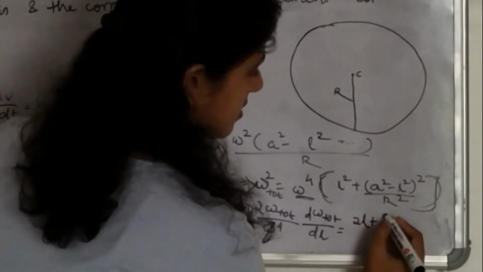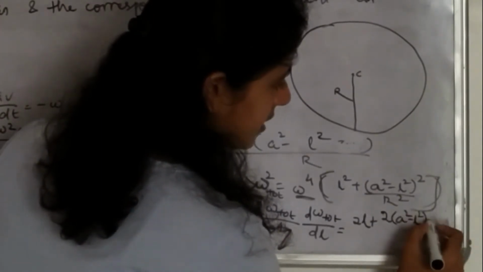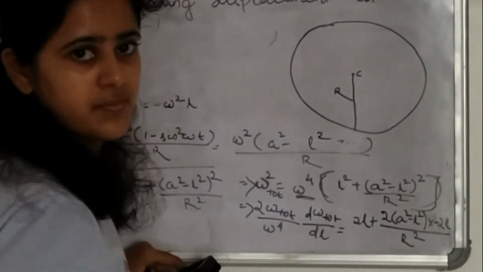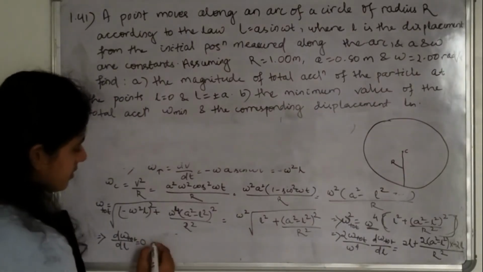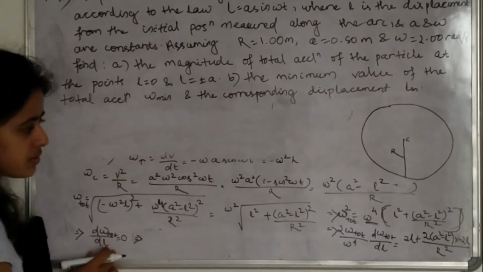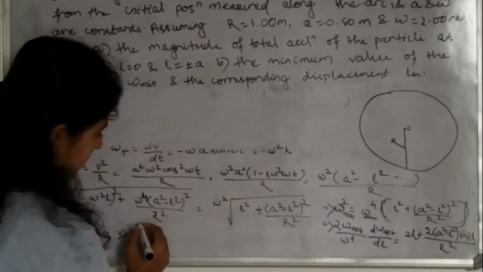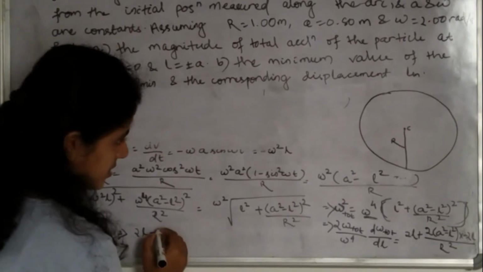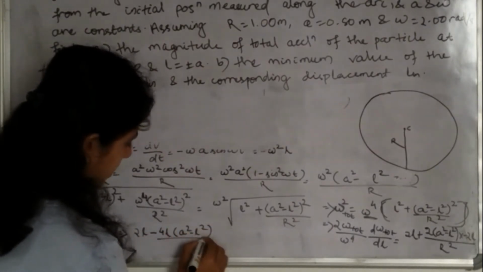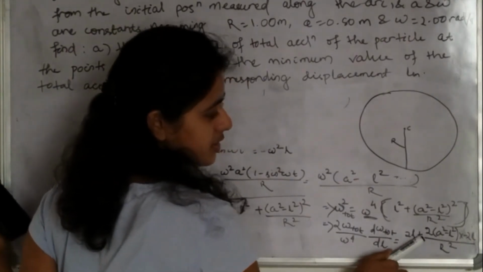So what do we get from this? 2L plus 2 (S square minus L square) into minus 2L divided by R square. So I am writing it here. Differentiation of total acceleration with respect to L is equal to 0. So put this here. That means this whole term will be 0. So this will be (2L minus 4L) whole into (S square minus L square) divided by R square is equal to 0, because I am taking this minus here.